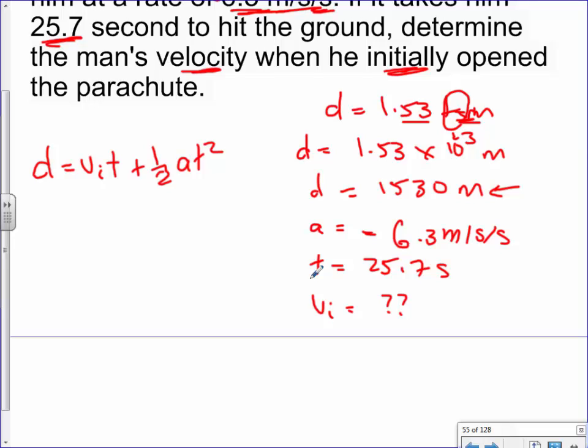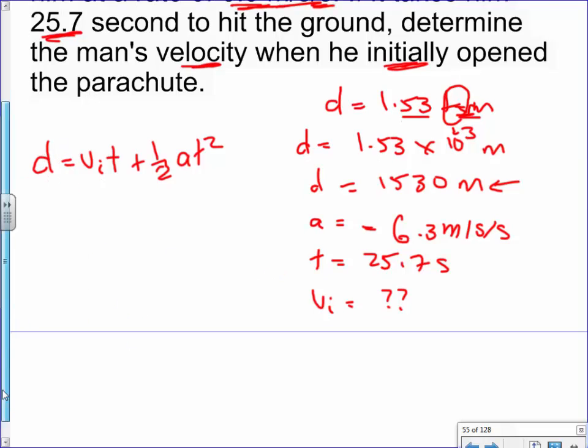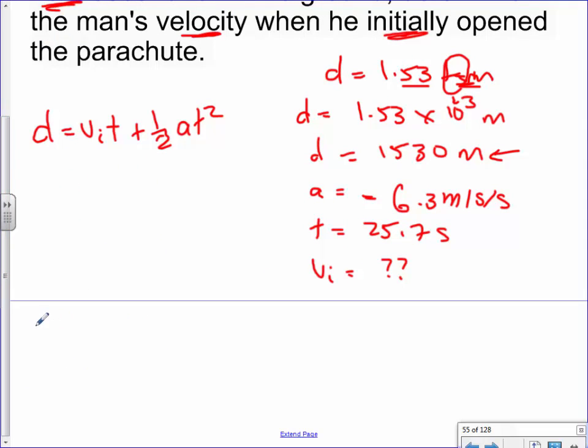So here's my recommendation. Let's start plugging in what we know. Do we know our distance? Yes. I'm going to go way down here just so I have lots of room. My distance was 1530 meters. I knew my distance. Then the equal sign. Did I know VI? Okay, so I'm going to leave VI as a variable. That's the one thing we don't know.